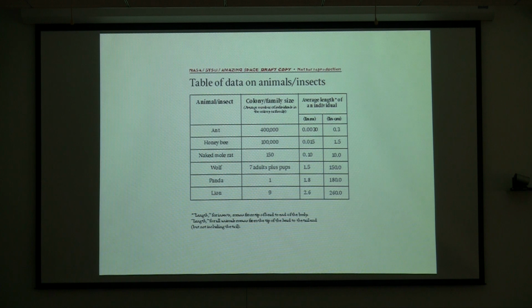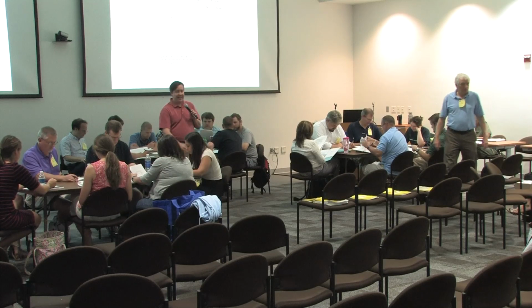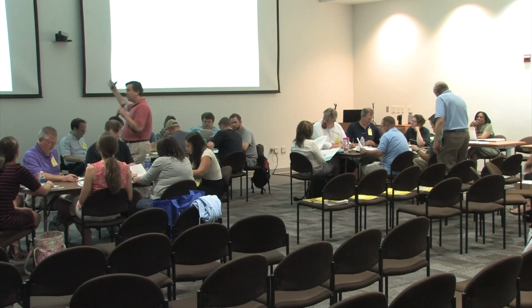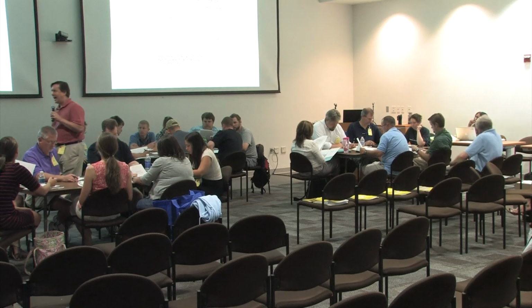First column is the various types of animals. Second column is the family size, or the colony size. And the third column is the average length of an individual. Now, if you look at that second column, you can see that the range of numbers goes from 1 to 400,000. And you can imagine that that is such a wide range that if you tried to plot that on a linear plot, how would it look?